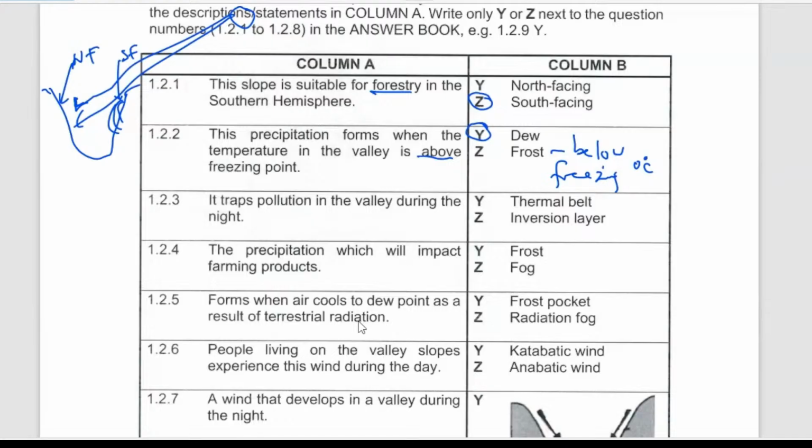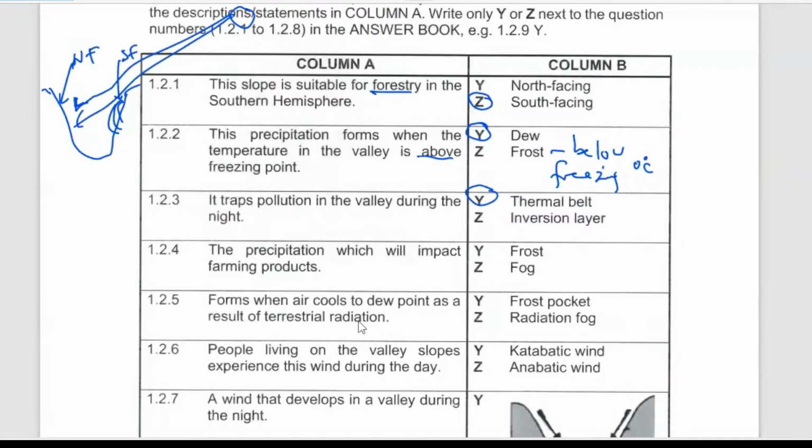Right, number 123. It says it traps pollution in the valley during the night. What situation are we referring to? What geographical phenomenon is responsible for the trapping of pollutants during the night? That is our thermal belt. The thermal belt is the one that is responsible for the trapping of pollutants.